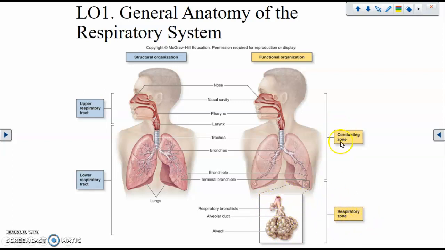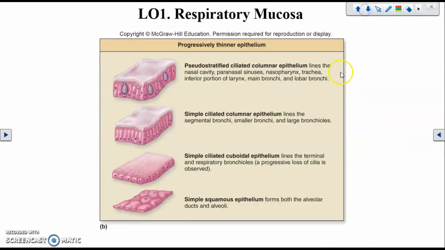Obviously, you do not absorb oxygen in the trachea or any of those other upper passages upstream of the alveolus. Okay, so again, two ways: structural organization divided by the larynx, functional organization based on function. No gas exchange, gas exchange.